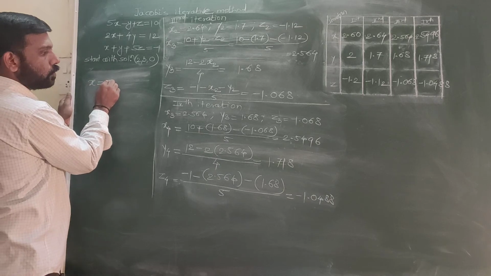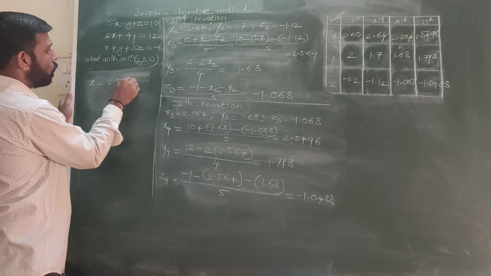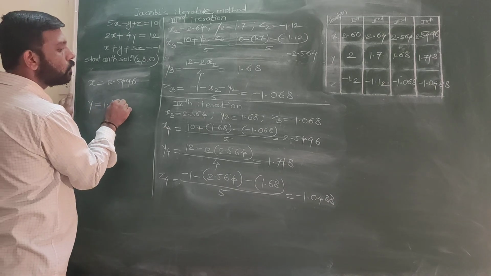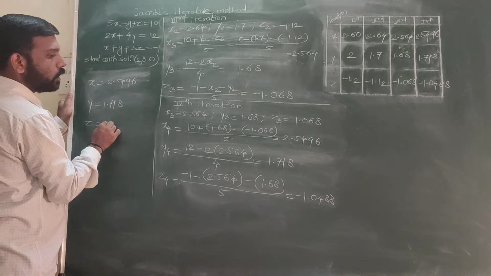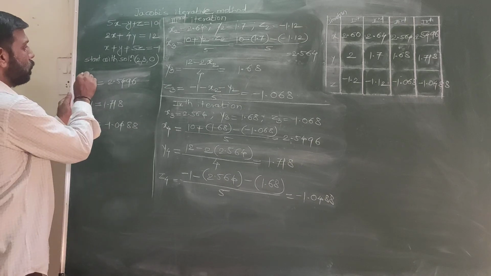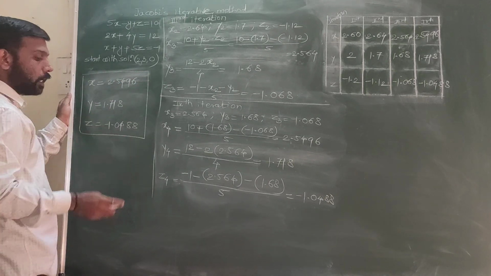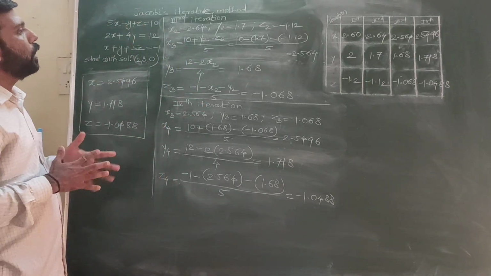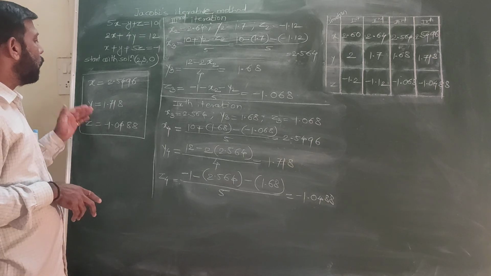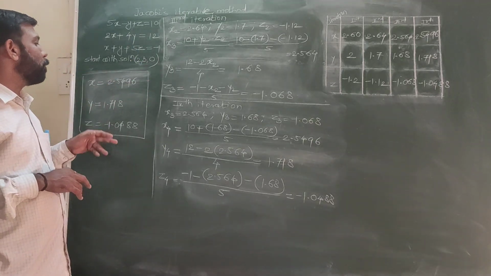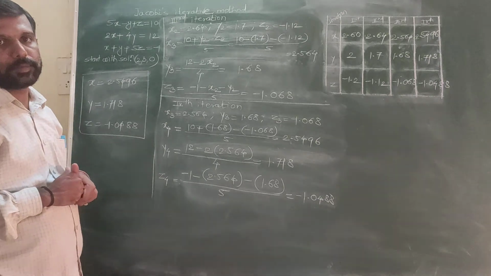The last value which we got in the table, we write down as the value of x equals 2.5496, and the value of z. These are nothing but the unknown values x, y, z found by using the Jacobi iterative method. The last column values we declare as the approximate values of x, y, z. Thank you.